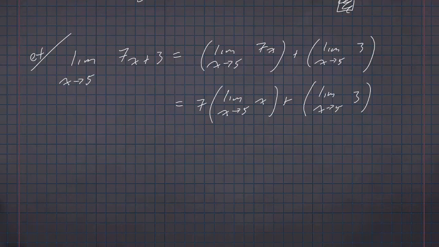Now, using the first theorem, the limit as x approaches c of x is equal to c, and the limit as x approaches c of a is equal to a, we get 7 times 5 plus 3. 7 times 5 is 35. 35 plus 3 is 38. And we see that when we have a well-behaved function, and there are no functions better behaved than linear functions, the limit is just telling us to evaluate the function.